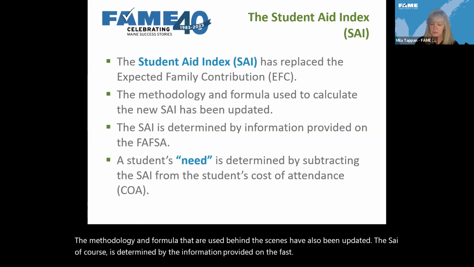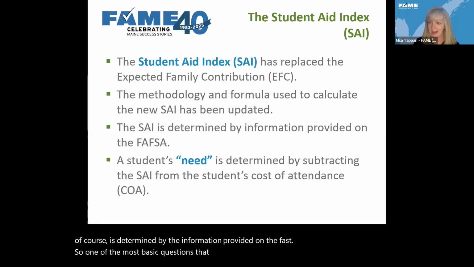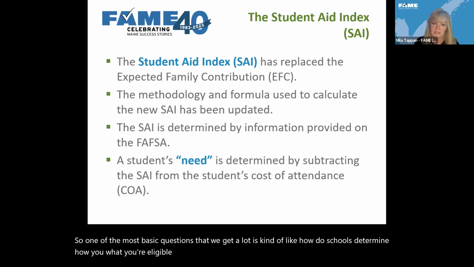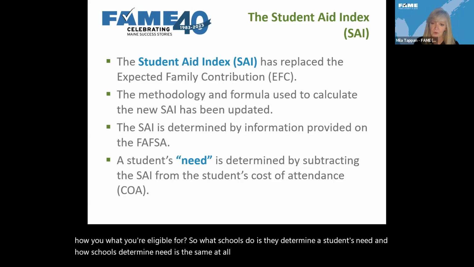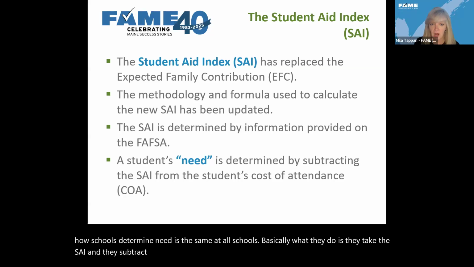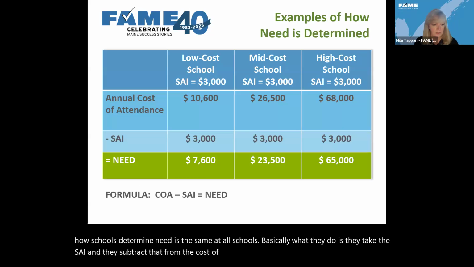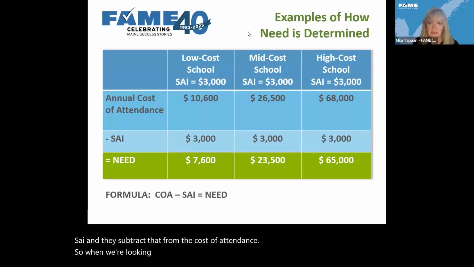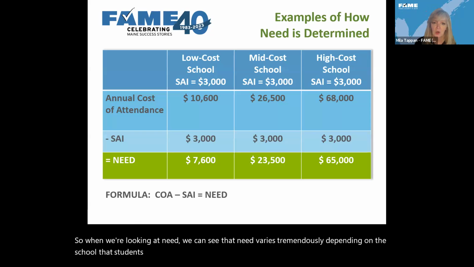So one of the most basic questions that we get a lot is, how do schools determine what you're eligible for? What schools do is they determine a student's need. And how schools determine need is the same at all schools. Basically, they take the SAI and subtract that from the cost of attendance. So when we're looking at need, we can see that need varies tremendously depending on the school that students are attending. The cost of attendance varies by school.